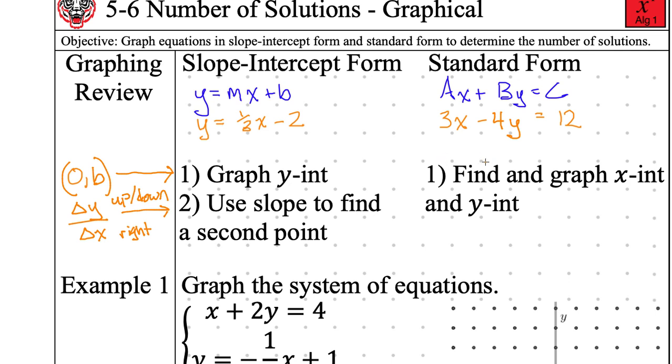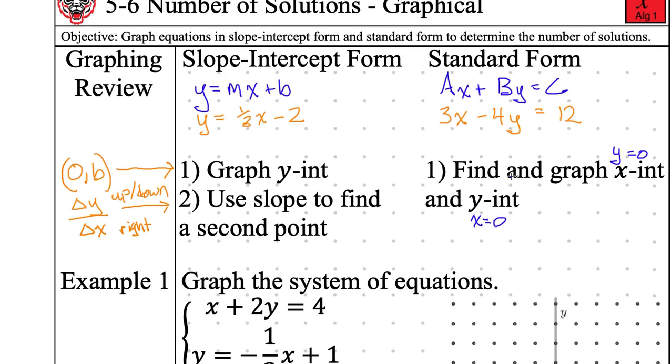For standard form, it's a little bit easier. You just find the x and y intercepts and graph them. The x-intercept is where y is equal to 0, so I would basically cancel out that term. And the y-intercept is where x is equal to 0, so I cancel out that term and then solve. Just be careful of negatives when you're doing that.